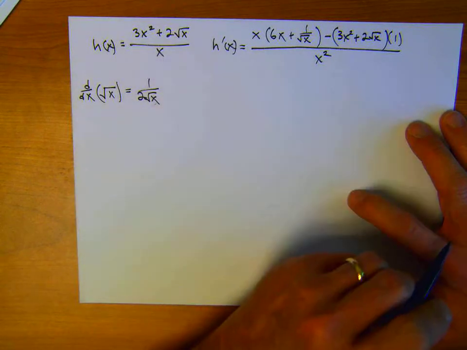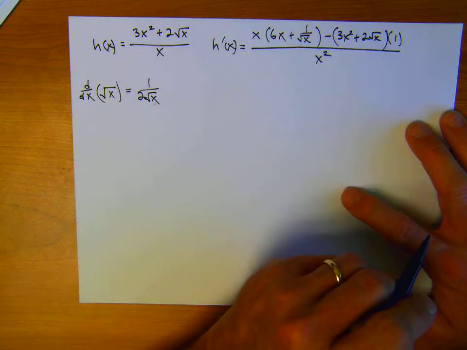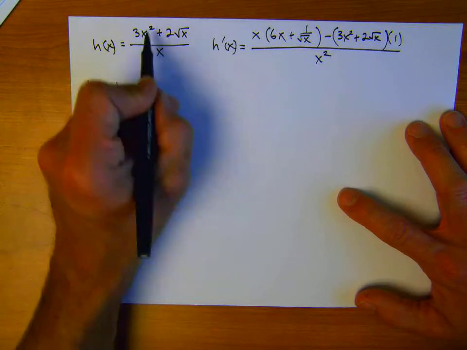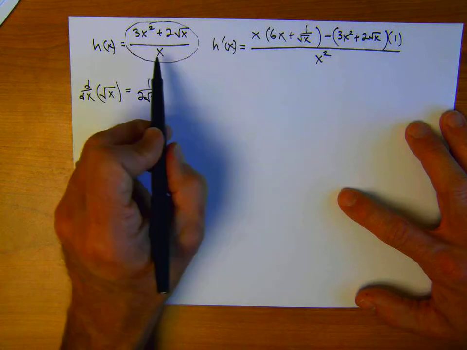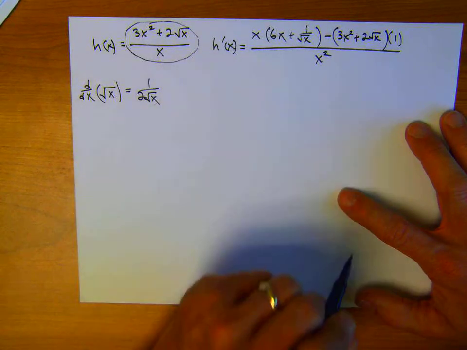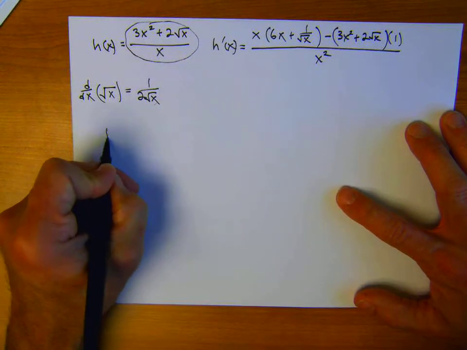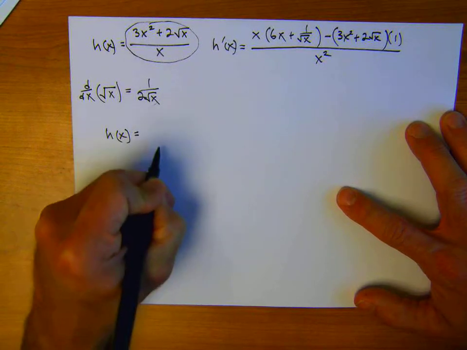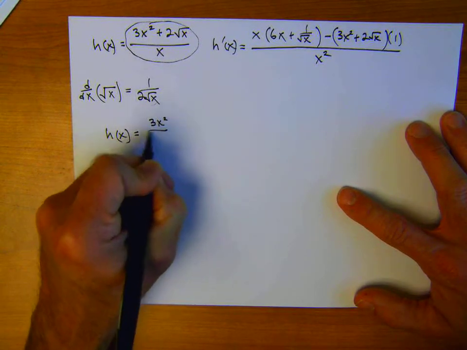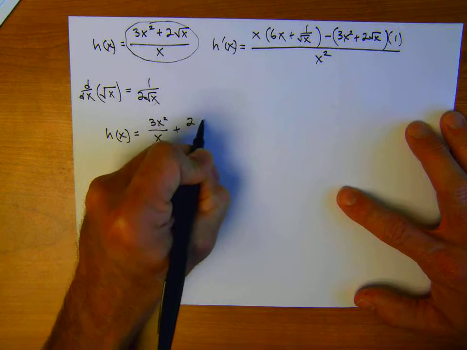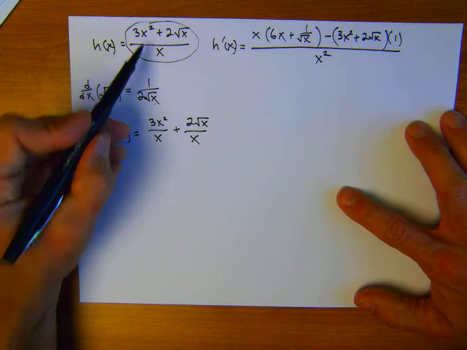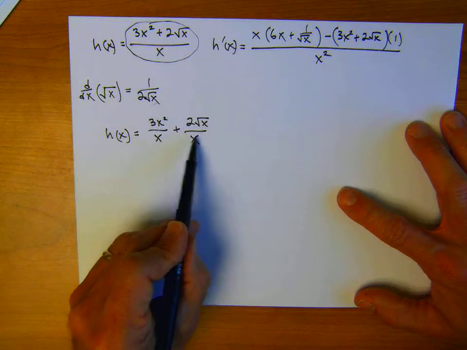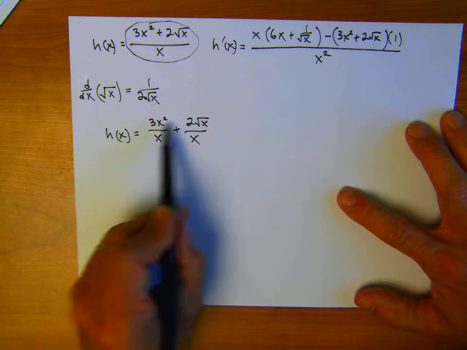What I want to point out here, though, with this example is that the quotient rule isn't always the simplest way or the easiest way to find the derivative. It'll certainly always work, but sometimes we can simplify what we started with in order to make our lives a little bit easier. So if I take h of x, and I'm just going to rewrite this as 3x squared over x plus 2 square root of x over x. Does it make sense, hopefully, that this is equivalent to this, right?